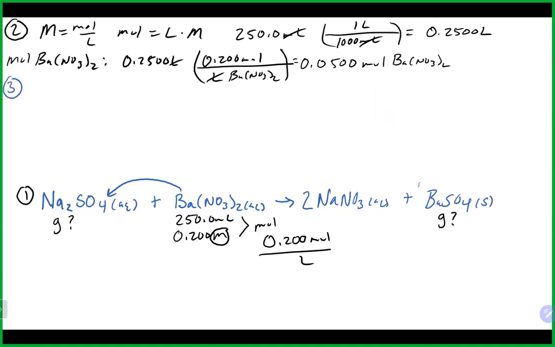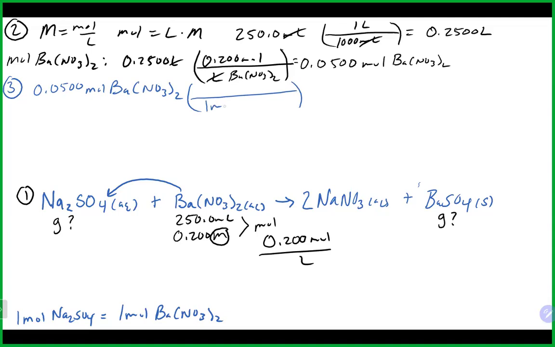And we can see from the equation that for every 1 mole of sodium sulfate, you get 1 mole of barium nitrate, right? So that's a nice 1-to-1 relationship here. So we're going to take our moles of barium nitrate. We're going to use the stoichiometry from the equation. 1 mole of barium nitrate gives me 1 mole of sodium sulfate. I think I could do that math there. That's going to be 0.05 moles of sodium sulfate. Any questions on that so far?